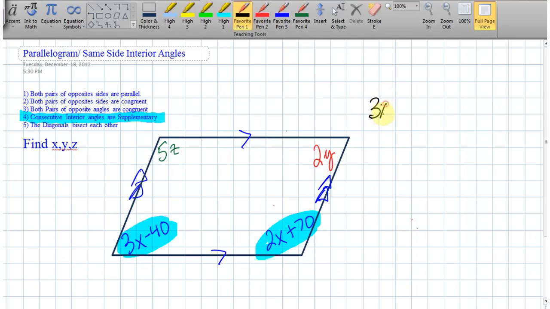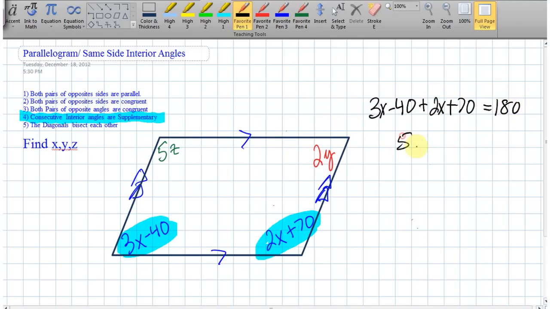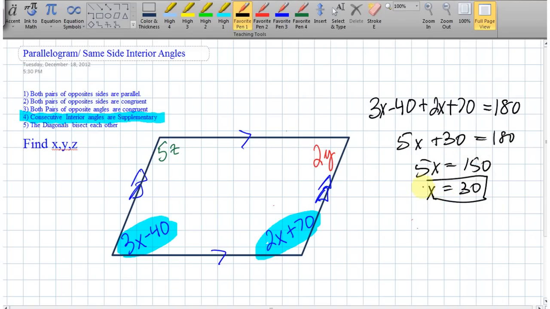So the equation we want to write is 3x minus 40 plus 2x plus 70 equals 180. So when we solve for x, it looks like we're going to have 5x plus 30 equals 180, and that's 5x equals 150, and x equals 30. Okay, we are not done, because we should have said that we want to find a few things. We want to find x, y, and z.